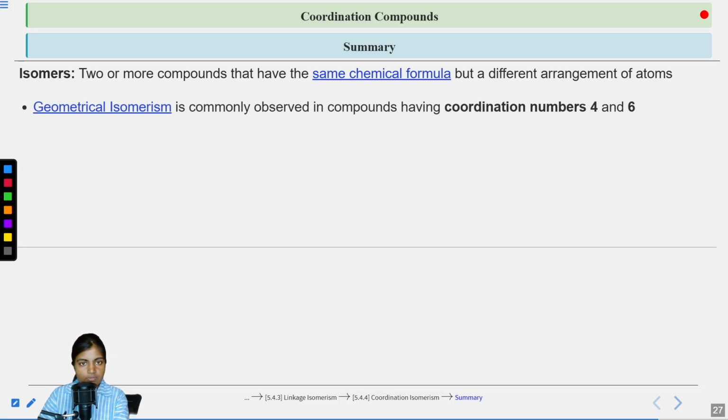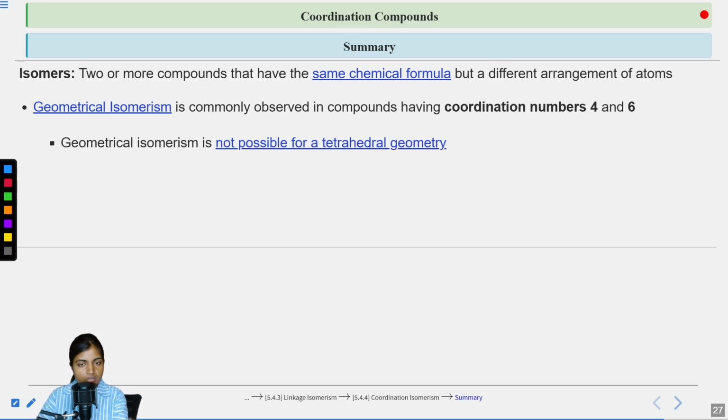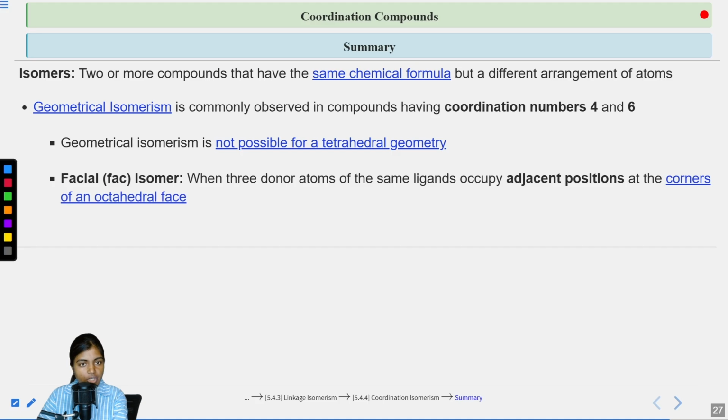Geometrical isomerism we have seen, which is commonly observed in compounds having coordination number either 4 or 6. Geometrical isomerism is not possible for a tetrahedral geometry. If the complex geometry is tetrahedral, it will not show geometrical isomerism. And facial isomerism is a type of geometrical isomerism when 3 donor atoms of the same ligand occupy adjacent positions at the corner of an octahedron face.